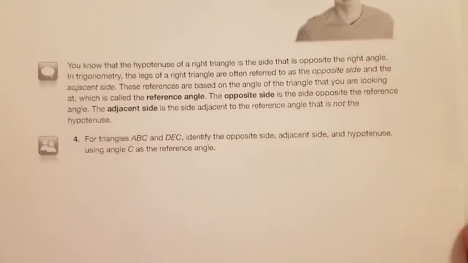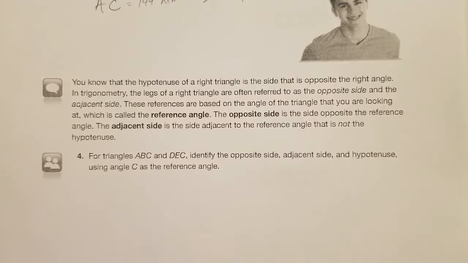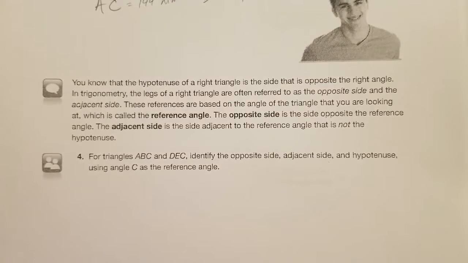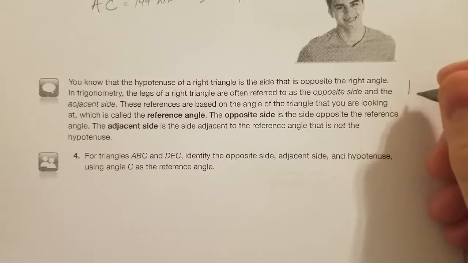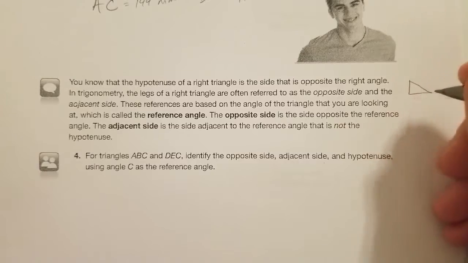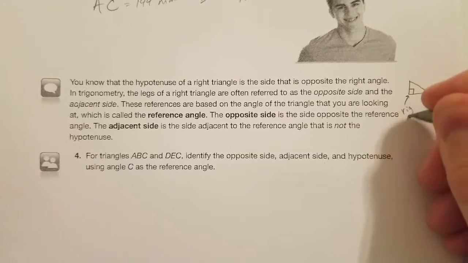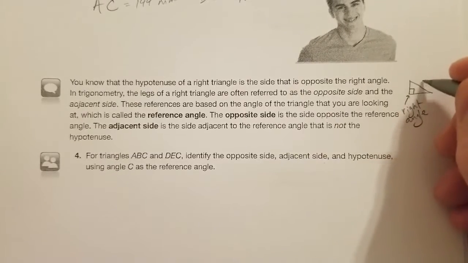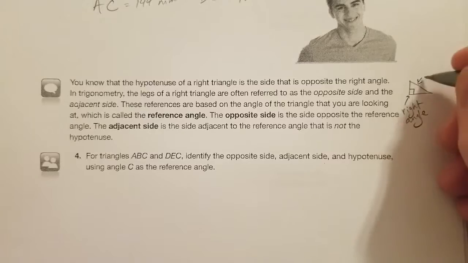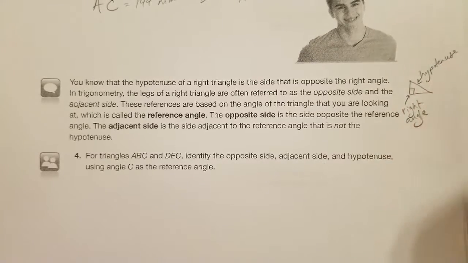Okay, so let's read this little paragraph and then we'll do question 4. You know that the hypotenuse of a right triangle is the side that is opposite the right angle. So you can draw a little picture of a triangle here, right? So here's the right angle, right? There's a little arrow, right angle. And then opposite on the other side, right here, that's the hypotenuse. Okay, that's the longest side.